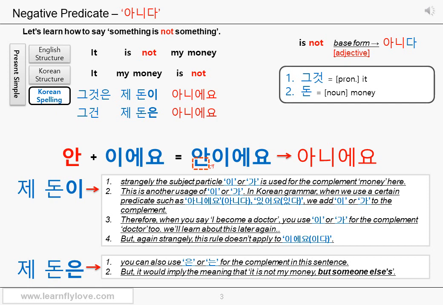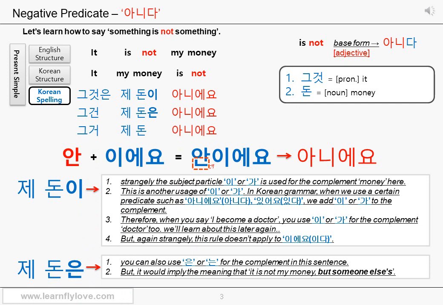그건 제 돈은 아니에요. If you add a topic particle 은 to 제 돈, it can imply the meaning that it's not my money, but. Then, but what? We never know because I didn't say anything clearly. I just provided a nuance of but using the particle 은. Okay? One good news, if you're not sure about any of these particles, you can just get rid of them all.